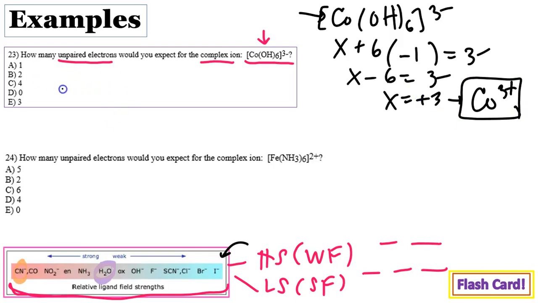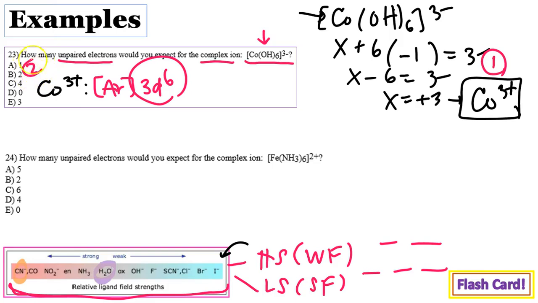So I have to make sure that I am taking my cobalt 3 plus and completing the electron configuration for it. So you go on the periodic table, you get your cobalt. So that's going to be argon, and then we're going to have 3d6. Okay, so that means we're going to have 6 electrons in our d orbitals. So the first thing we do is get our oxidation number, then we get our electron configuration, then we fill out those d orbitals. But we need to make sure that we know how to fill out those d orbitals by looking at the ligand.